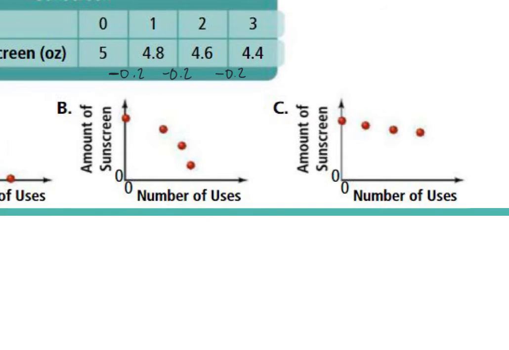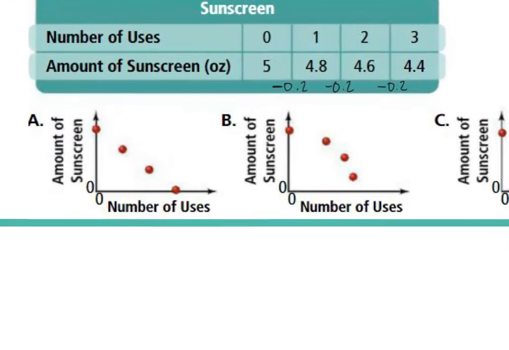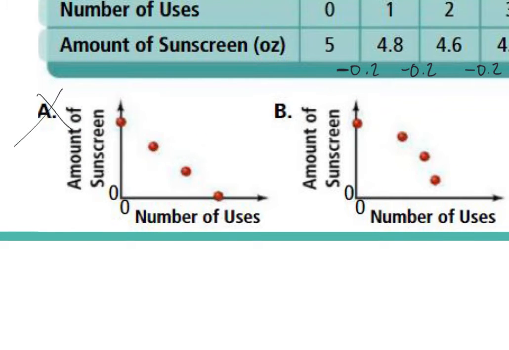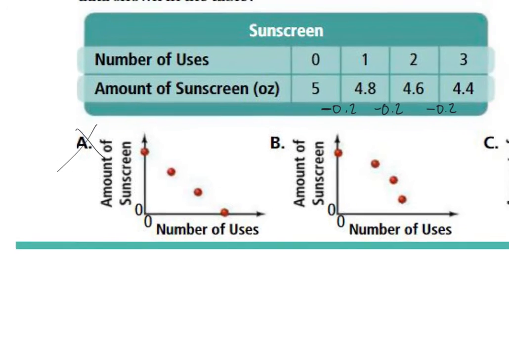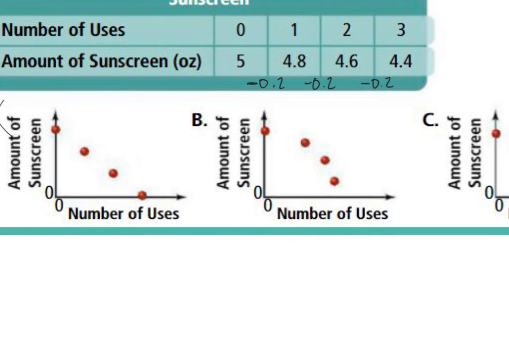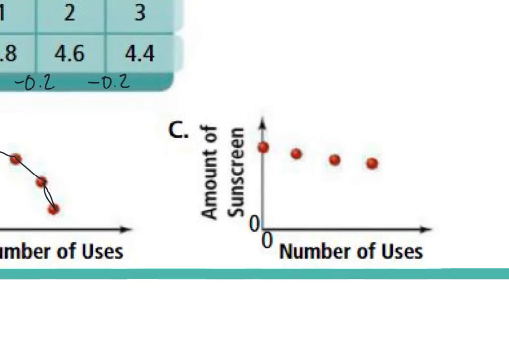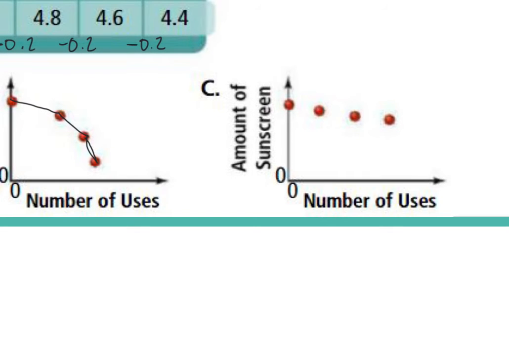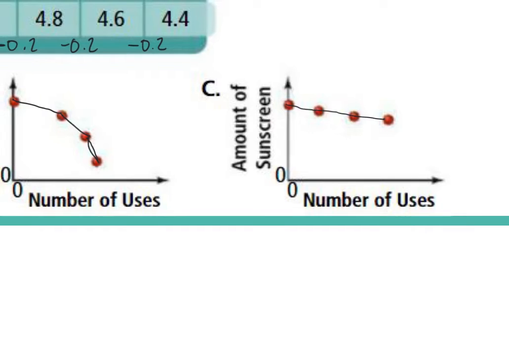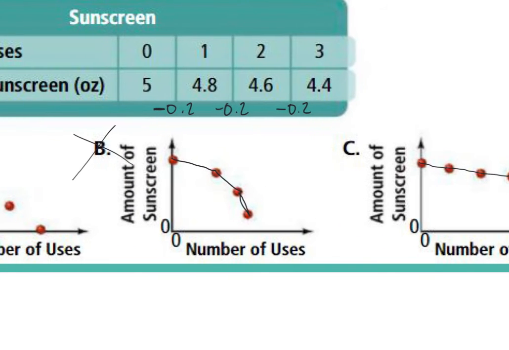Now, the number of uses, it didn't get down to 0, so A is not right, okay? It did not go all the way down to 0 by the time we got to 3. B is saying that its decrease is like it's going down by more and more. That's not what we want. And C is pretty much perfect, okay? So it's going down by the same amount each time. It's not really fluctuating that much, and that's exactly what ours is saying. It's going down by negative 0.2, and that's perfect. So C is the right answer.